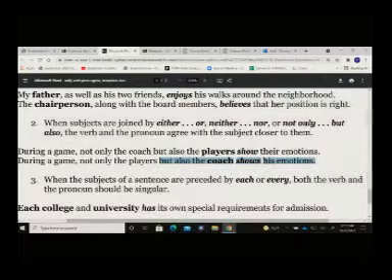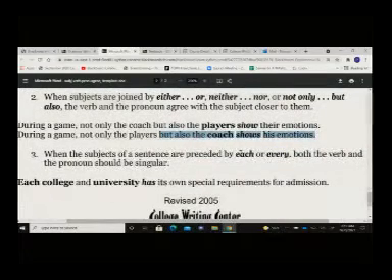And then this last one is, when the subject of a sentence is preceded by each or every, both the verb and the pronoun should be singular. So see how it says, each college and university has its own special requirements for admission. Because each tells you that it's singular. So these 2 pages will help you totally ace this test.